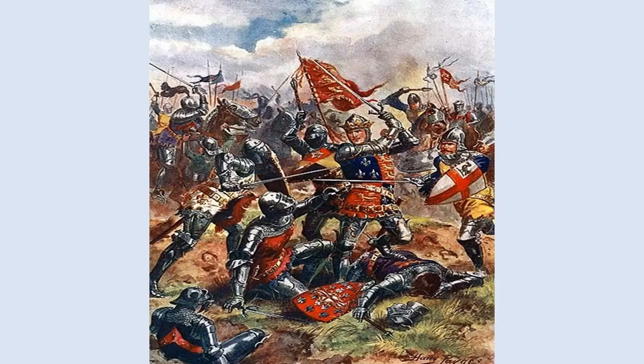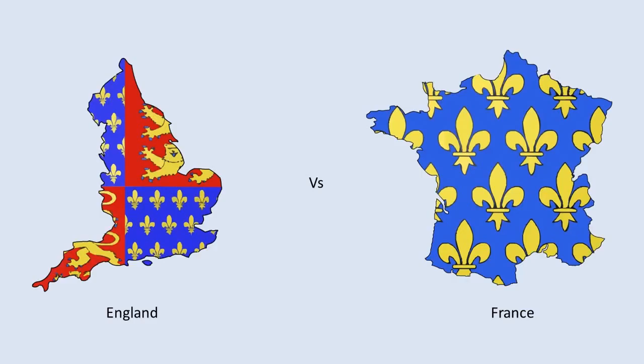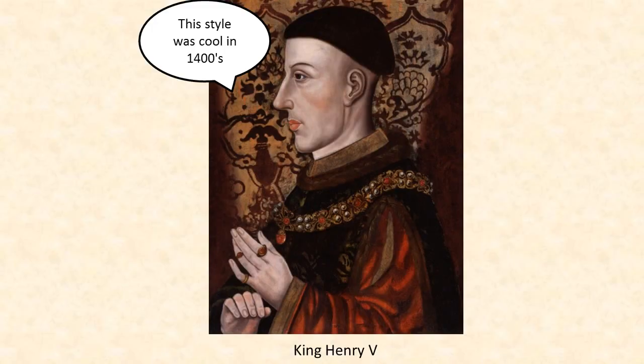The Battle of Agincourt took place in the year 1415. It was one of many battles fought between England and France during the Hundred Years' War. This particular encounter began when King Henry V sailed with 12,000 soldiers from England to Normandy.